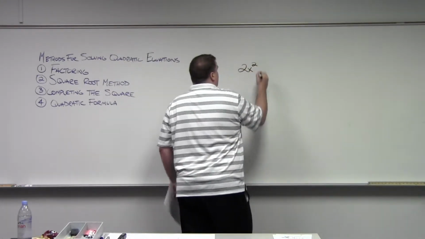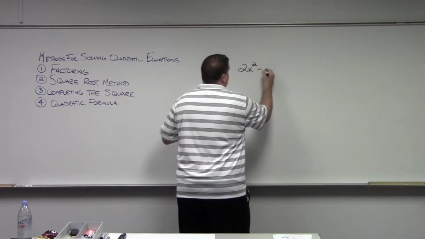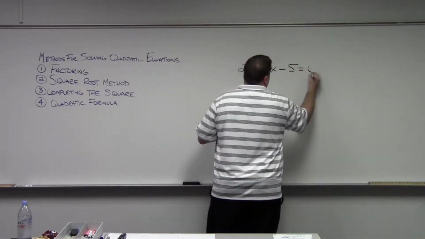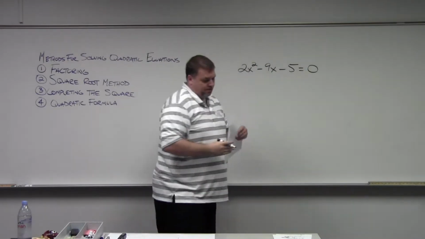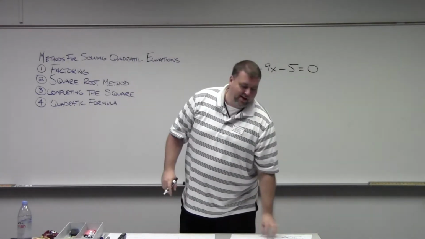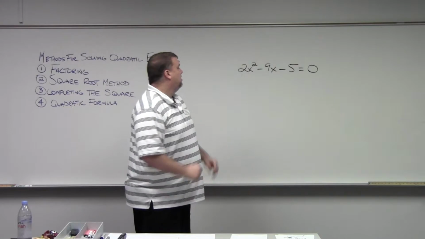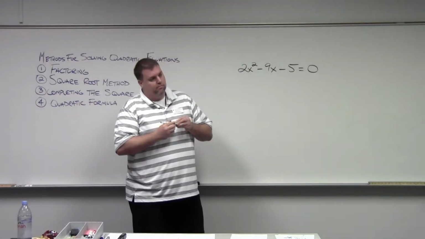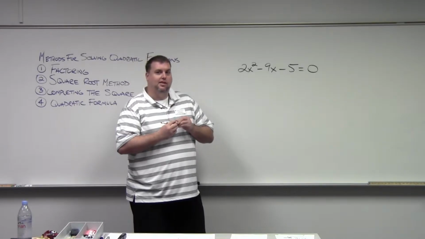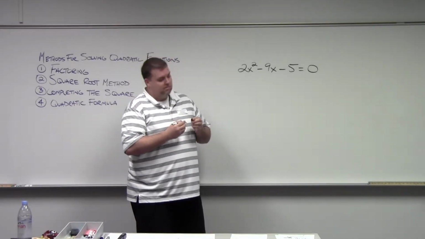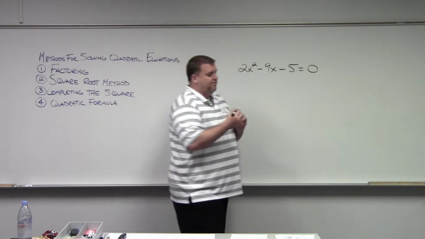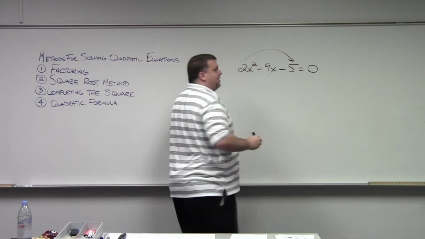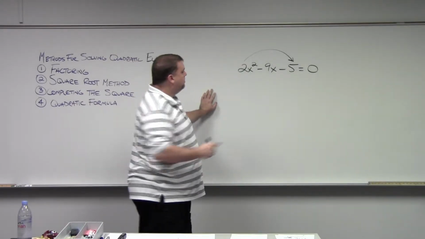We have 2x squared minus 9x minus 5 equal to 0. So the directions say solve by factoring, so we have to solve by factoring. How would I factor that? What would I do? Any ideas? There's many different ways to factor. Most instructors will teach this AC method, or splitting the middle term.